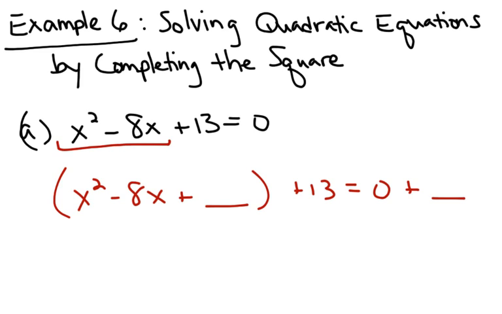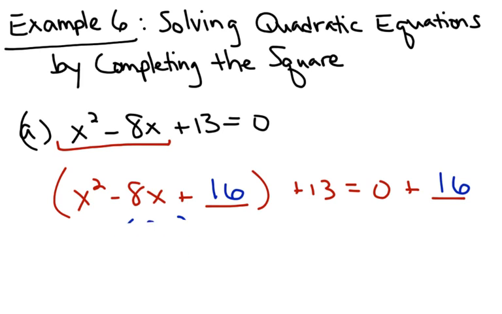I said earlier that you find the third term by taking the middle term, b, dividing it by 2, and then squaring it. Well, anytime you square a negative, you're going to get a positive. So negative 8 divided by 2 is negative 4. Negative 4 squared is 16.